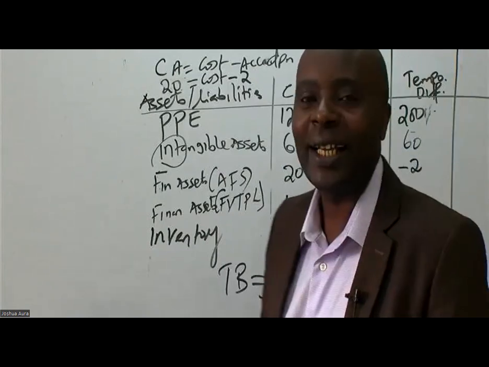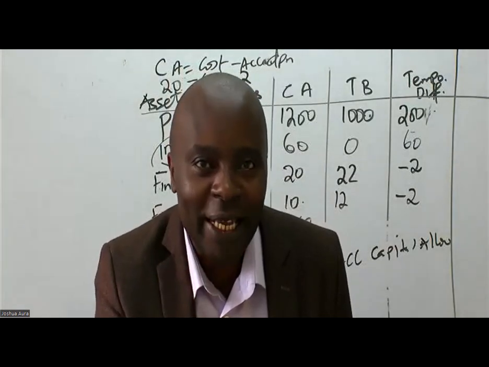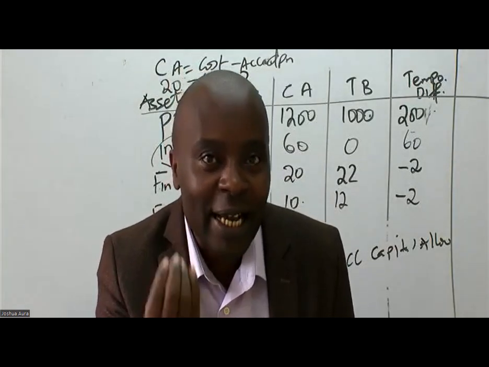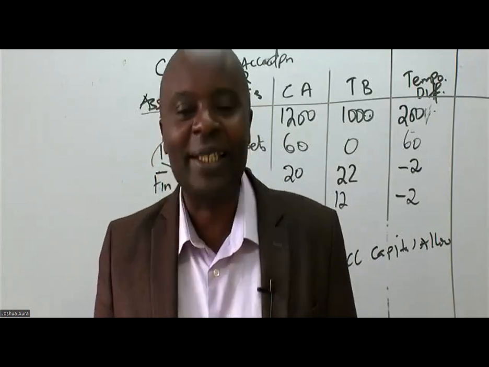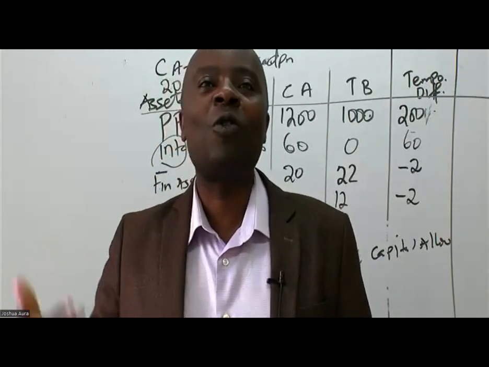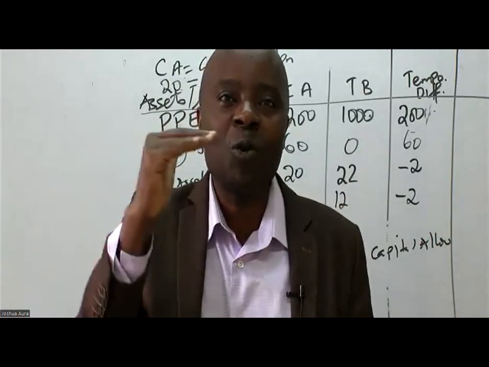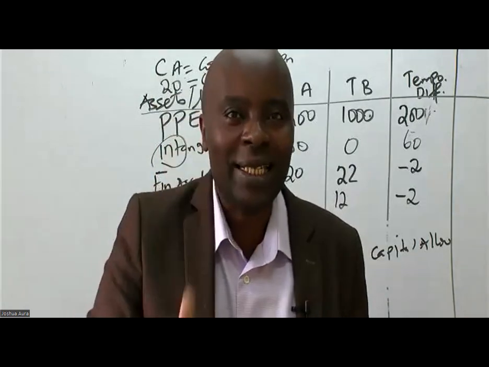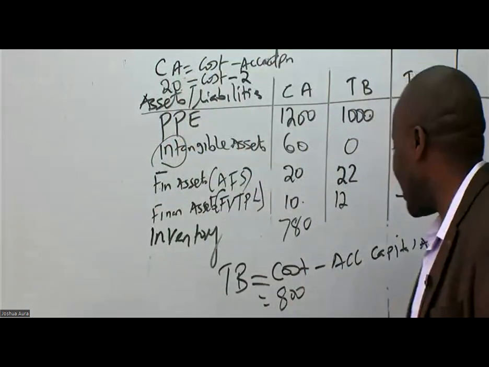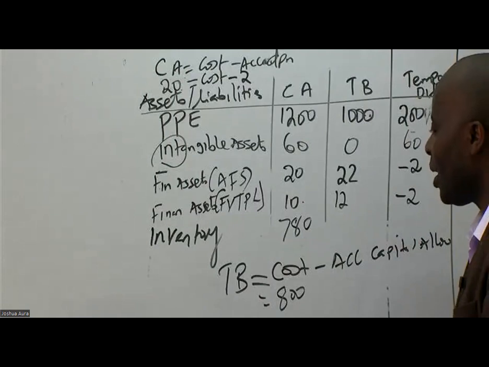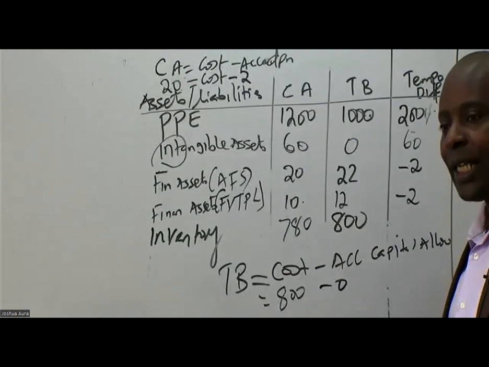For those of you who are doing taxation at the moment, have you ever seen the taxman giving capital allowance for inventory items? No. Capital allowances are for warehouses, factories, even motor vehicles, which come into the capital allowances according to the classes, if you remember. It's not inventory items. So the accumulated capital allowance for inventory is always zero, meaning that the tax base there will be 800.